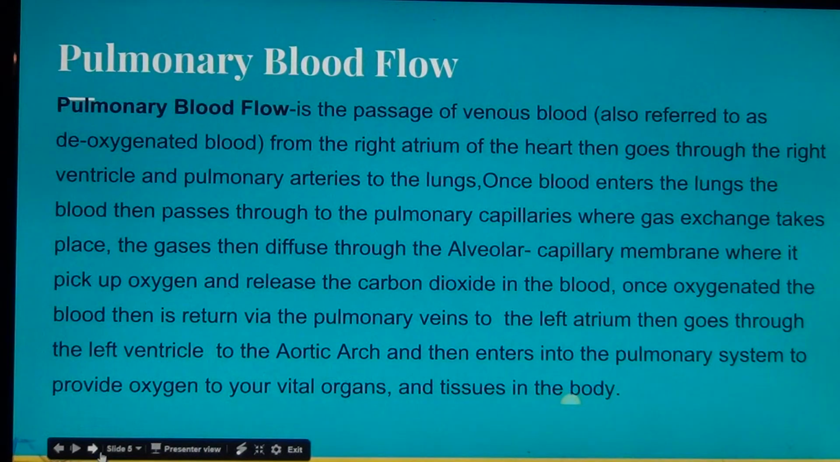The gases diffuse through the alveolar capillary membrane, where the blood picks up oxygen and releases carbon dioxide. Once oxygenated, the blood then returns via the pulmonary veins to the left atrium, then goes through the left ventricle to the aortic arch, and then enters the systemic circulation to provide oxygen to your vital organs and tissues in the body.